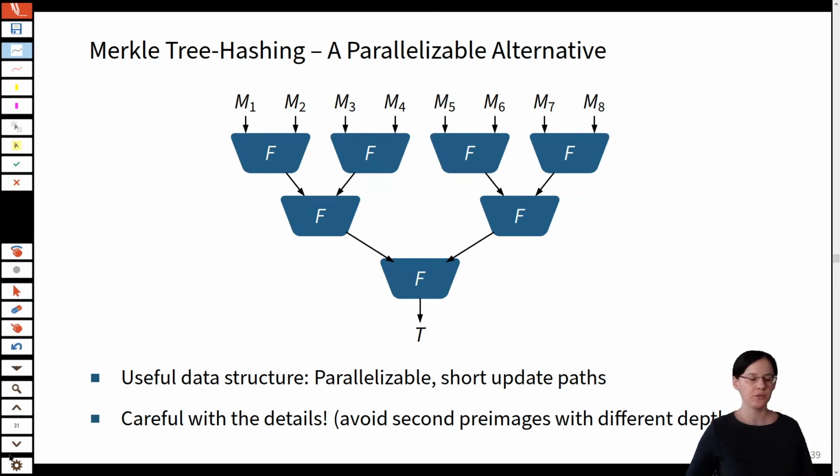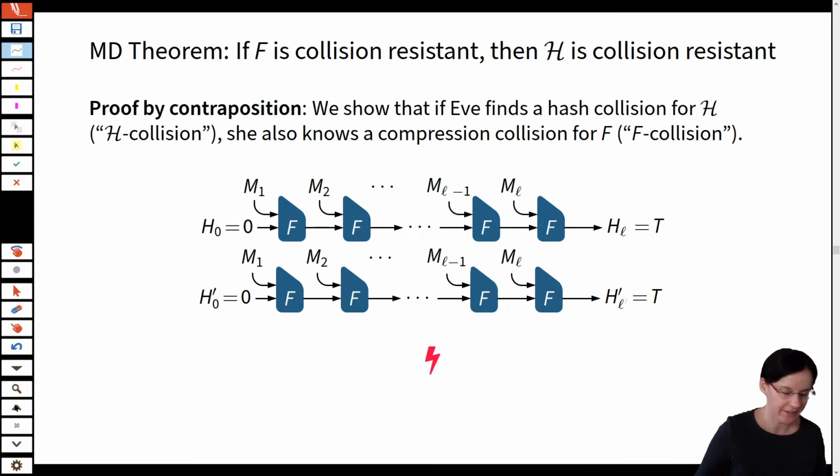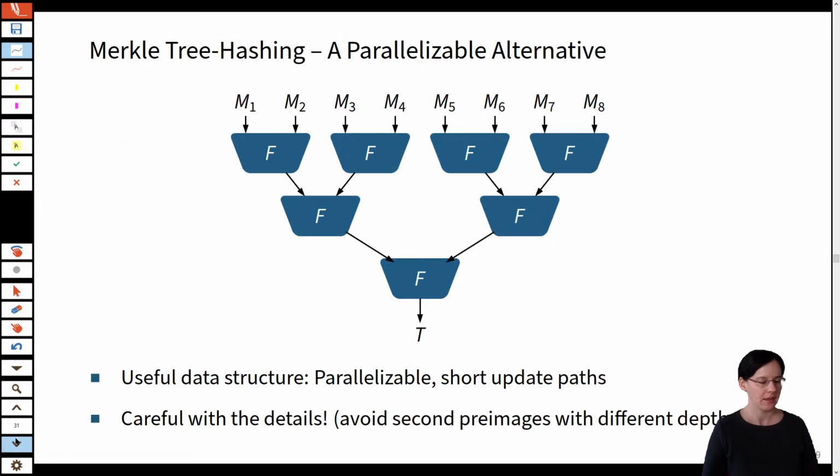One of the things we could do better is to try to make the thing parallelizable, because the picture we've seen on the previous slide is clearly very serial. So I always have to process all the message blocks so far in order to continue with the next one. There is an alternative construction which is called tree hashing, which is a parallelizable alternative.